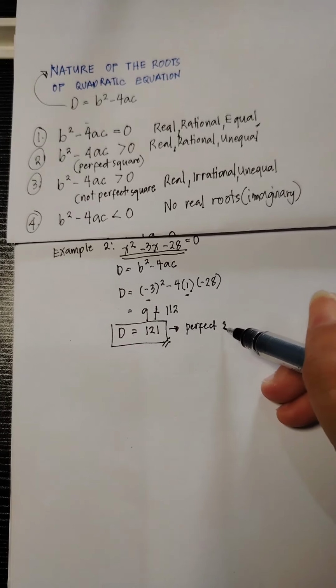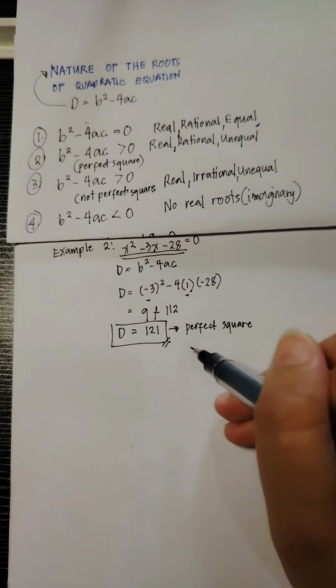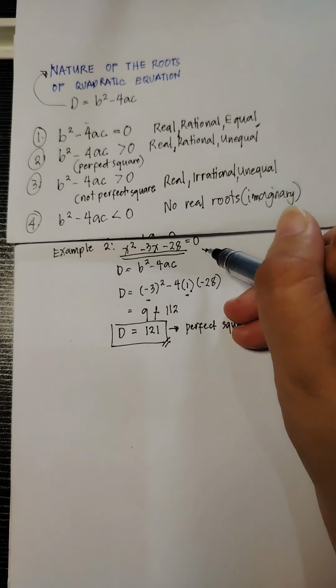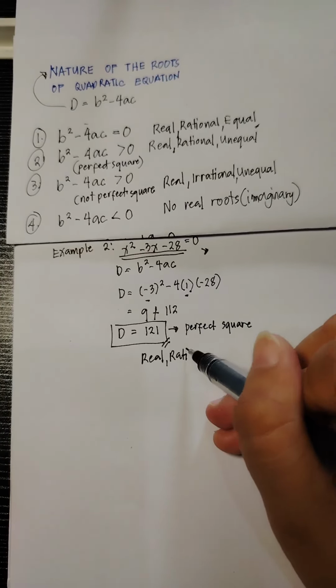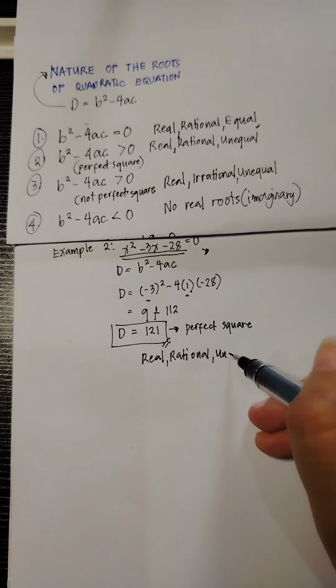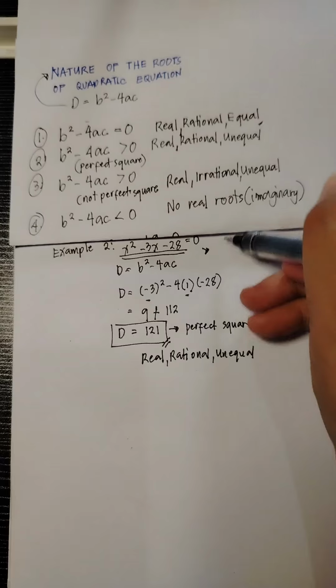So therefore, since the discriminant is greater than 0 and it's a perfect square, the roots of this equation are real, rational, and unequal. So let's check using the factoring method of this equation.